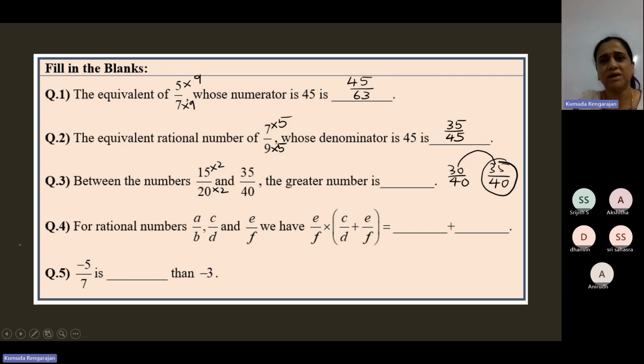Bring the two numbers to the same denominator. You can bring them to the LCM or any same denominator. LCM is the smallest common denominator. The LCM of 20 and 40 is 40. So you bring 20 to 40 by multiplying by 2, so it's 30 by 40. Now compare 30 by 40 and 35 by 40. Greater the numerator, greater the fraction.